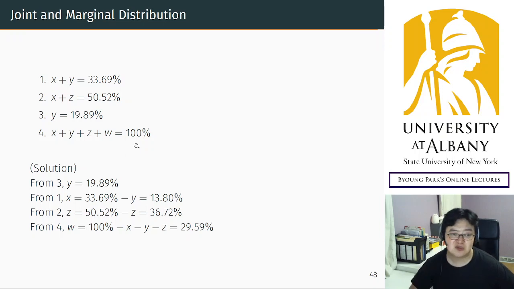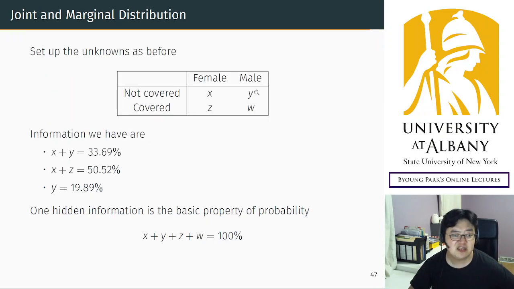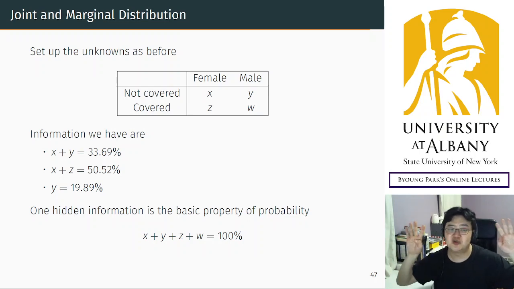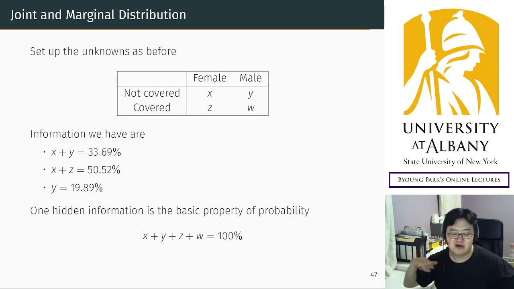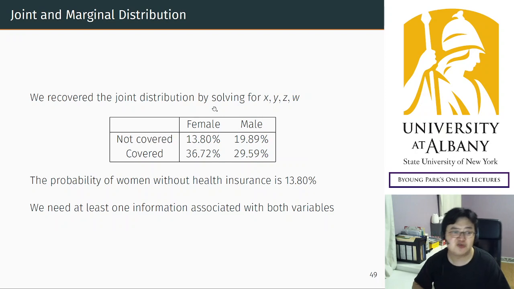So what I'm telling you here is that this information is what's missing from the marginal distributions. You need to know the probability of at least one outcome, which is the relationship between these two. So this probability is related to both events, female and health insurance. You need to have at least one piece of information like that. That's the correlation between two events. Otherwise, the marginal distributions are not as complete as the joint distribution. That is the conclusion of this part.